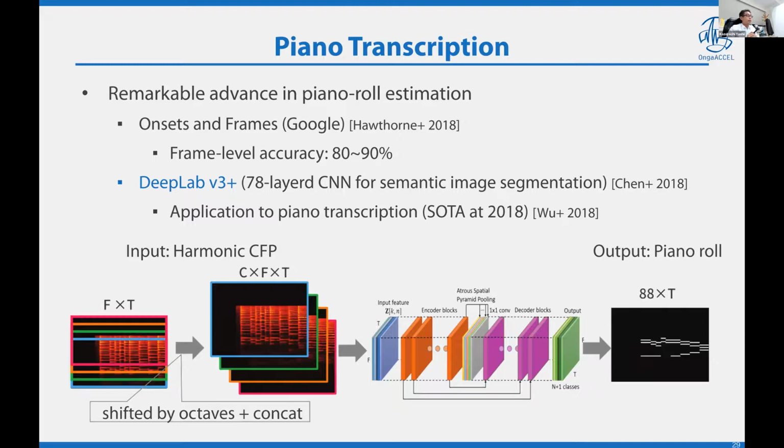The input data is a harmonic CFP. The original input data is shifted by several octaves and concatenated. And then using this very deep convolutional neural network, we can obtain a piano roll representation like this. So this means that the piano estimation is regarded as semantic segmentation of the spectrogram, regarded as an image. So it's a very straightforward application of the computer vision technique, but it works quite well.